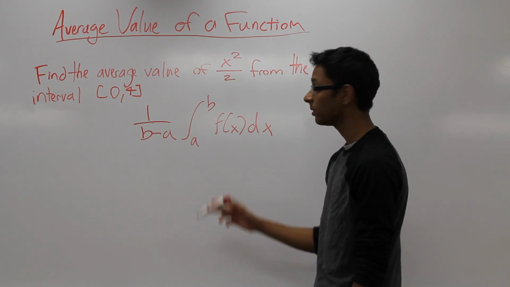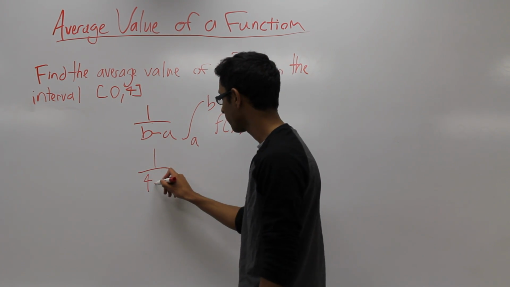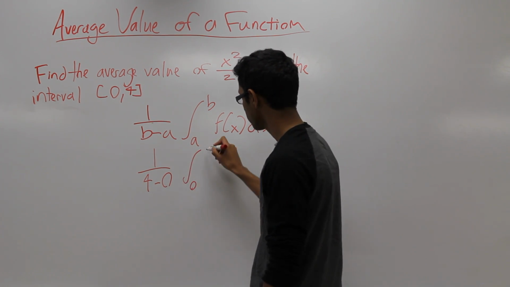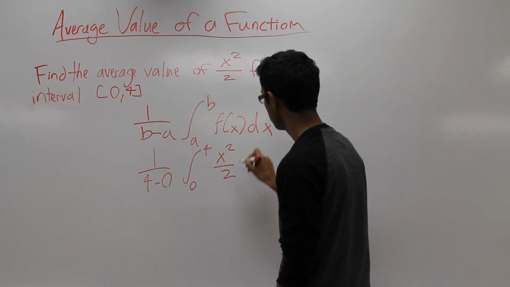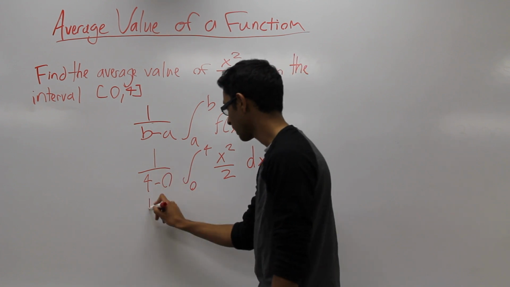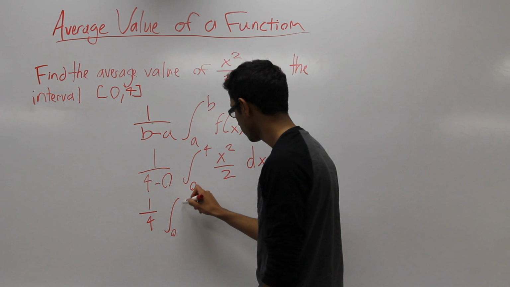So when you plug in this function, you get 1 over 4 minus 0, the integral from 0 to 4 of x squared over 2, which is your function, dx. So this simplifies to 1 over 4, obviously. Then you have the integral from 0 to 4.